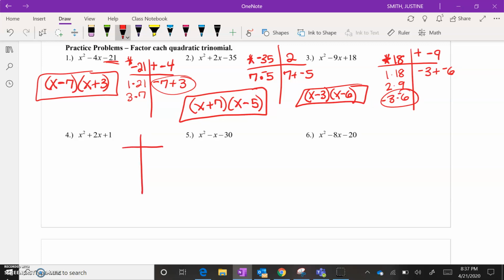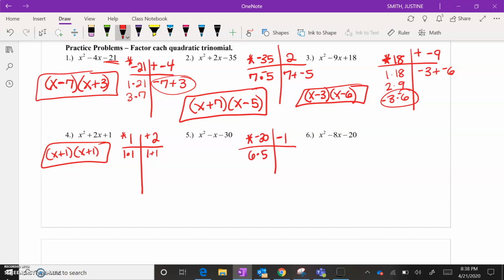Okay, so for number 4, what multiplies to 1 and adds to 2? So 1 times 1 and 1 plus 1. Okay, so x plus 1, x plus 1. Next, multiplies to negative 30 and adds to negative 1. So I know it's going to be 6 times 5, and a negative 6 will give me that negative 1. So x minus 6 and x plus 5.